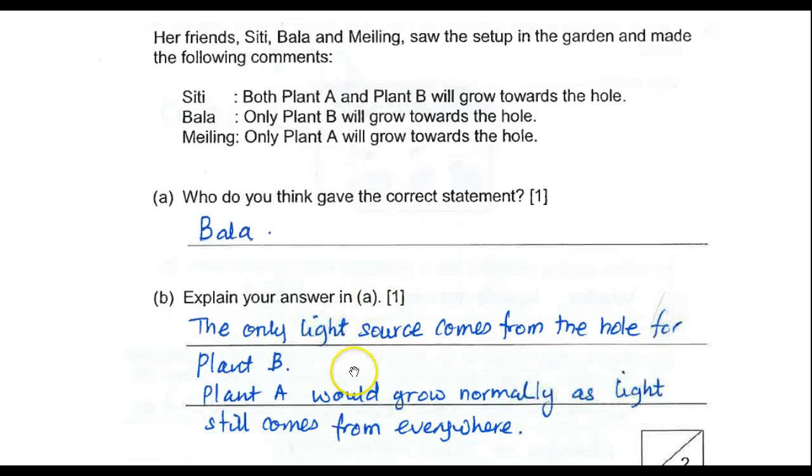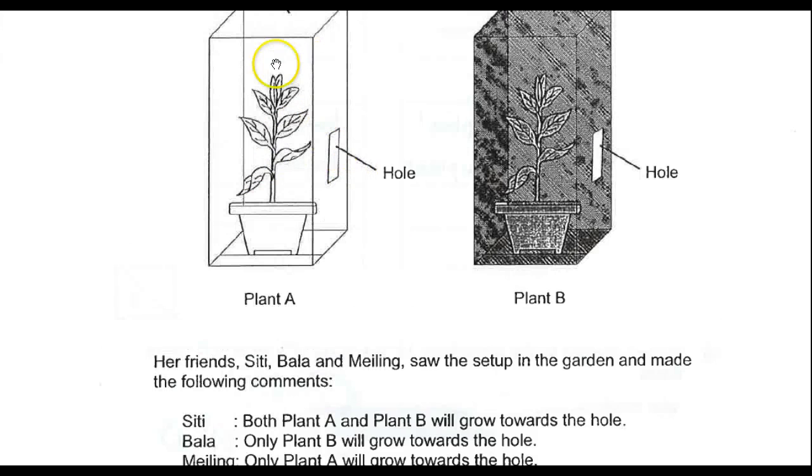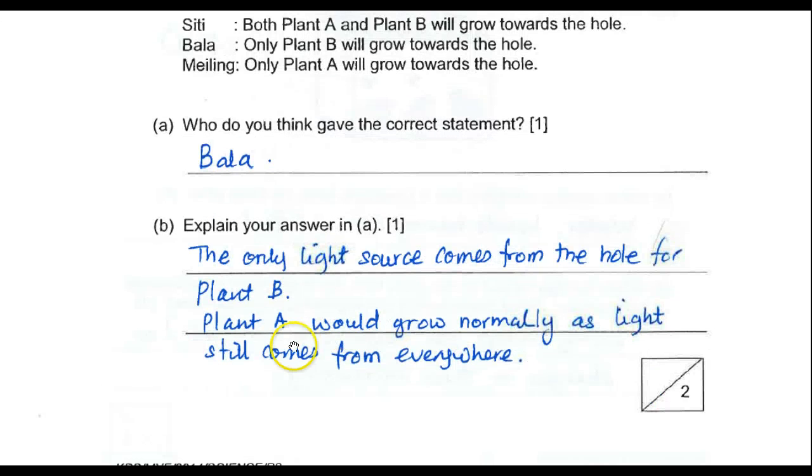Bala. Why? The only light source comes out from the hole for plant B, okay, is here. That is why Bala is correct. It will only grow out here because the light source comes from here, from the hole. But for A, it will not grow to the hole at all because light is everywhere. So there's another explanation. It says that plant A will still grow normally as light still comes from everywhere. Okay, the top answer is sufficient, right? The only light source comes out from the hole for plant B. That is why it grows towards there. For plant A, light source is everywhere.